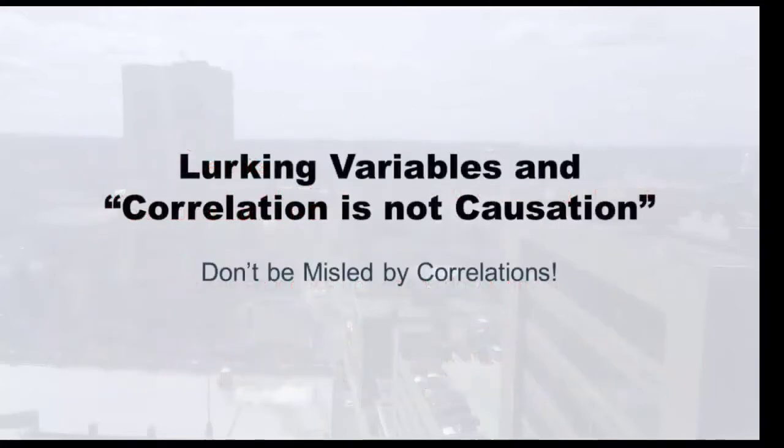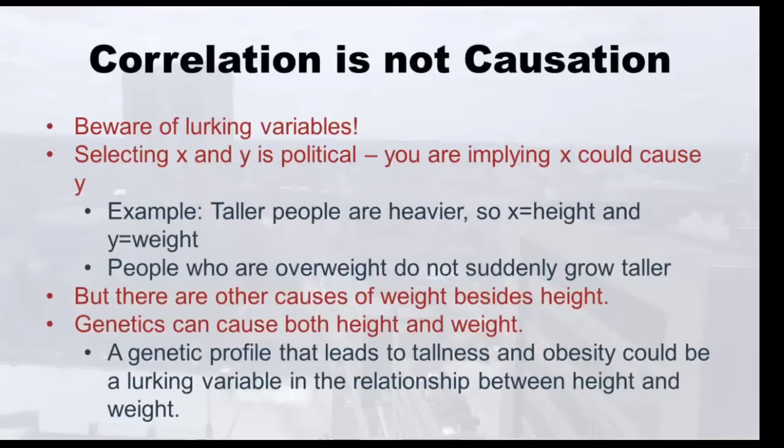So finally we get to the last subject of this lecture, which is lurking variables, which you've heard about before. But the main point I want to make is that correlation is not causation, so you don't want to be misled by correlations. So beware of lurking variables. Remember, lurking variables are things lurking behind the scenes that cause things, right? And you may have realized that designating which one is X and which one is Y, if you have XY pairs, is kind of political because you're implying that X could cause Y.